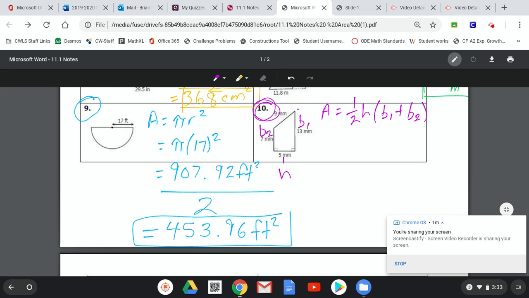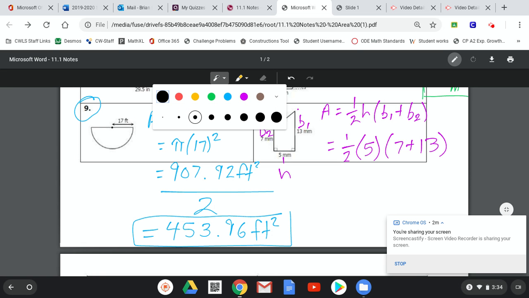We take all that information and plug it in, and we're saying 1/2 times the height. What's the height? It's 5. Cool. 5 times 7 plus 13. Now, order of operations here. What should we be doing? We should be doing the 7 plus 13 first.